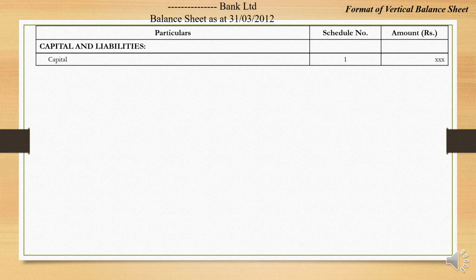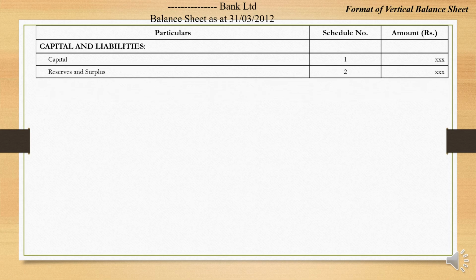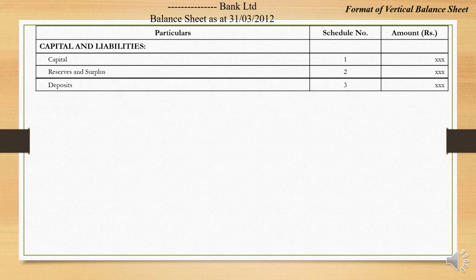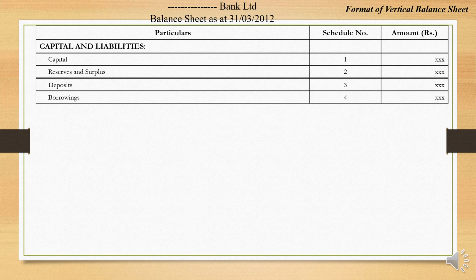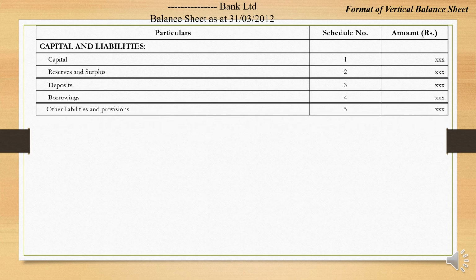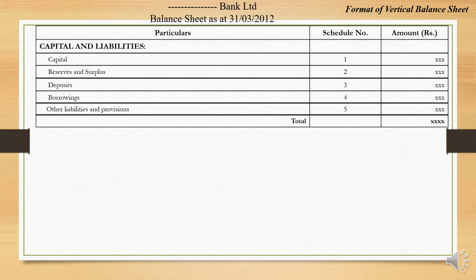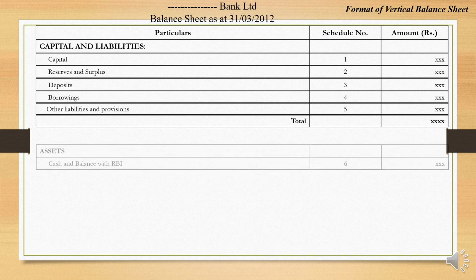Before this, we have to show the working note for schedule number 1 and for all the other schedules too. The second one is reserves and surplus, schedule number 2. The third one is deposits, schedule number 3. The fourth one is borrowings, schedule number 4. The next one is other liabilities and provisions, schedule number 5. With this, we'll get the total of the liability side. So under the liability side, there are 5 schedules: capital, reserves and surplus, deposits, borrowings, and other liabilities and provisions.